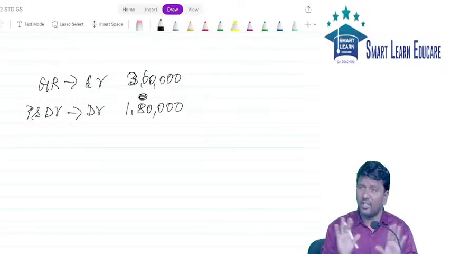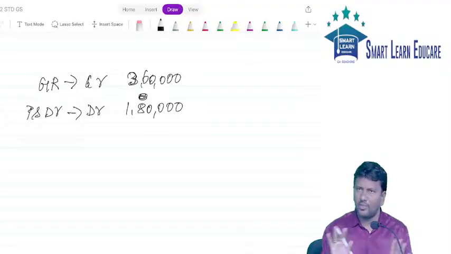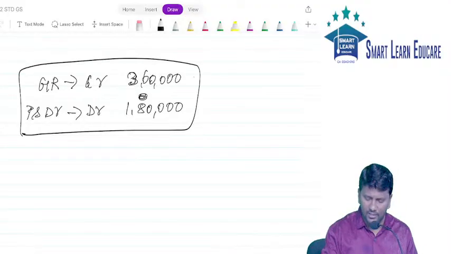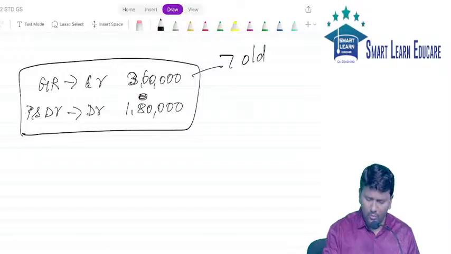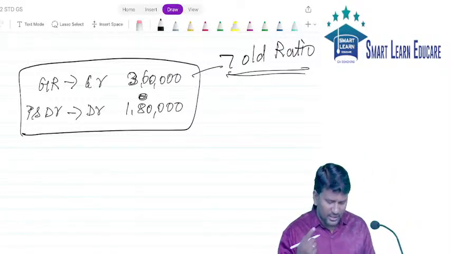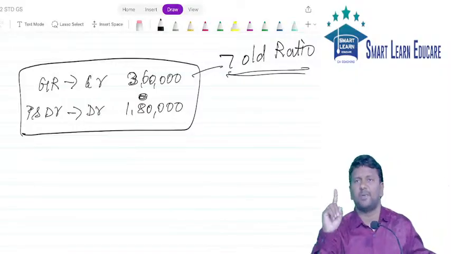Here the word retained is not used. It does not say the reserves are to be retained. So both should be transferred to which partners? Old partners. In what ratio? Old ratio. What is the ratio required here? Old ratio. But they specifically ask you to pass a single adjustment entry.